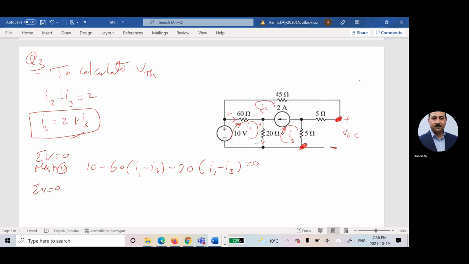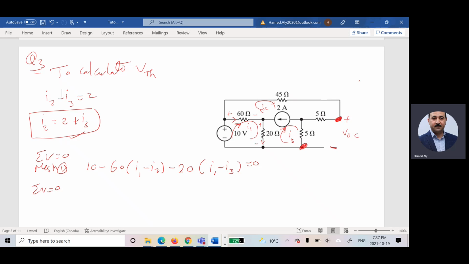This mesh? Am I right? But the problem is I don't know this voltage. Okay, so this mesh, should I use this one? I still have the current, so what should I do?